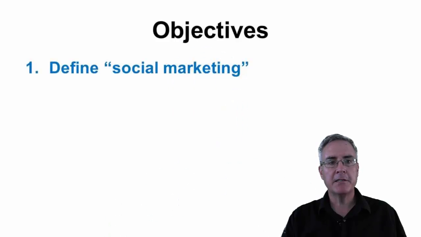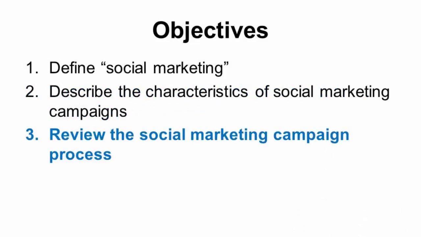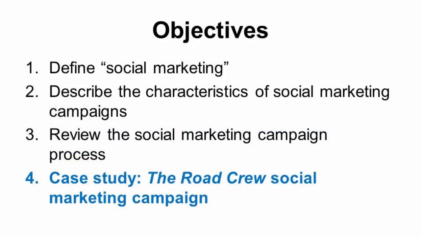First, we will define social marketing. Based on this definition, I will then describe the primary features of social marketing. Thereafter, I will list the steps involved in launching a social marketing campaign. We will end with a brief case study of one social marketing campaign, the Road Crew campaign.